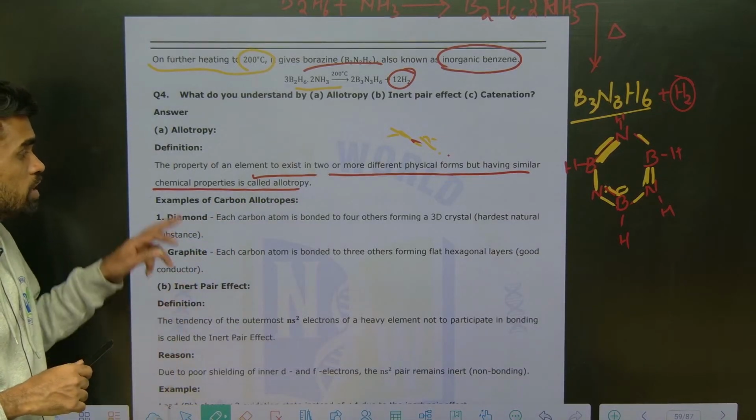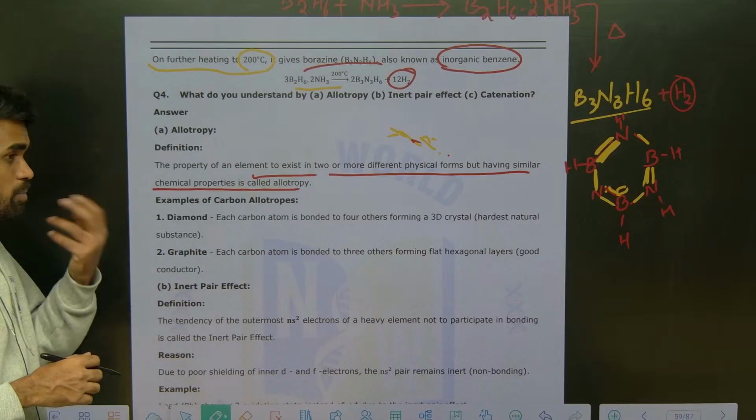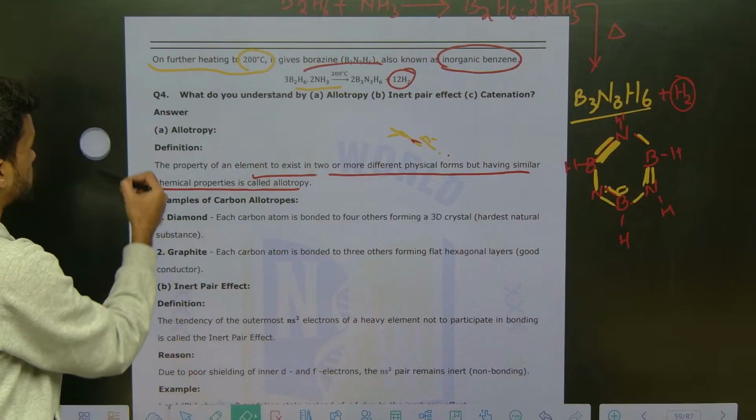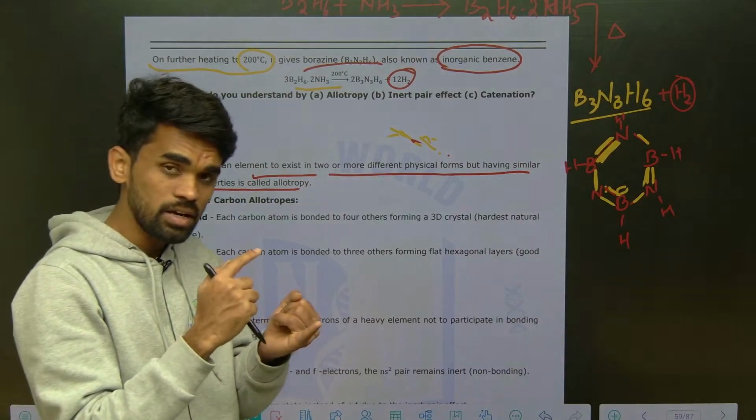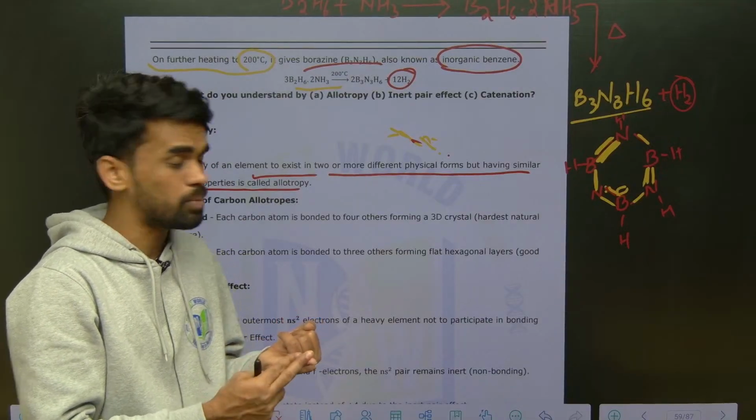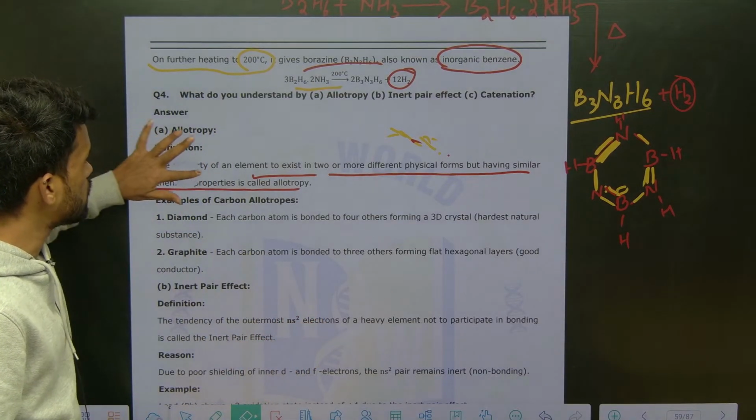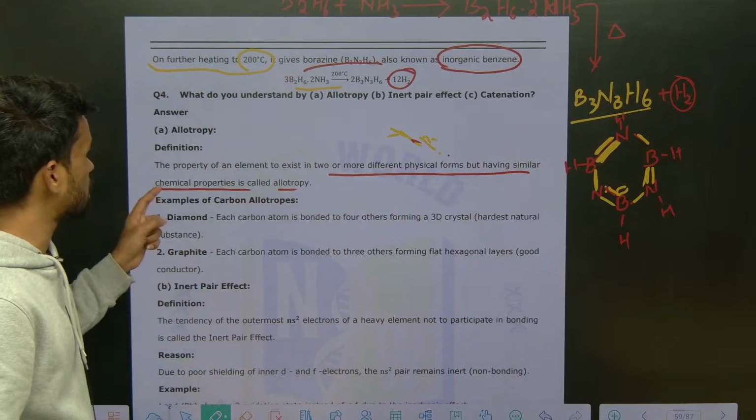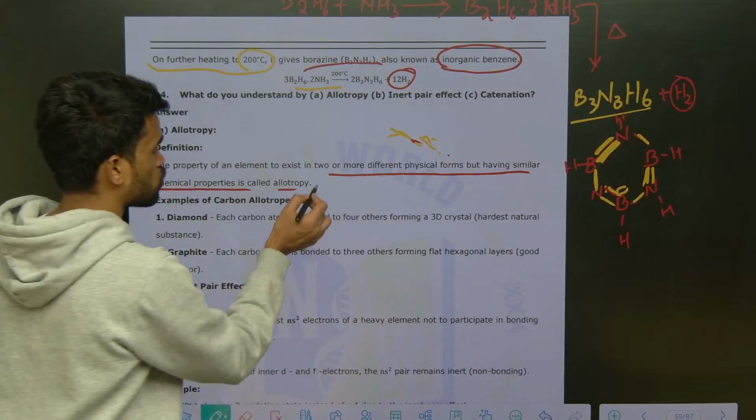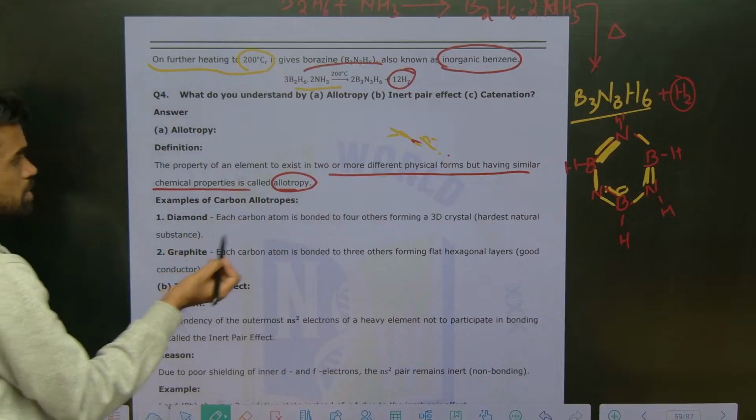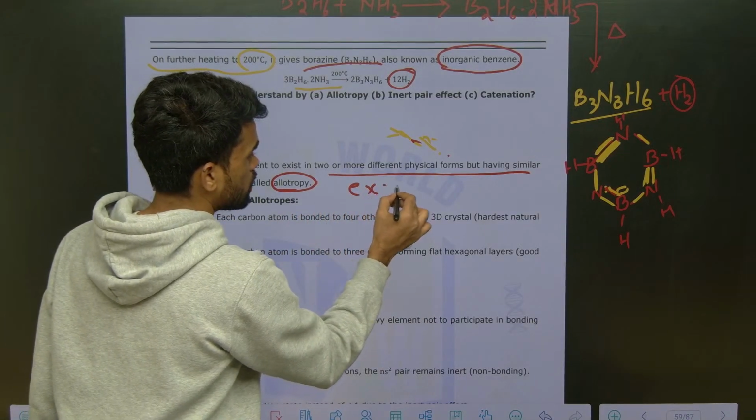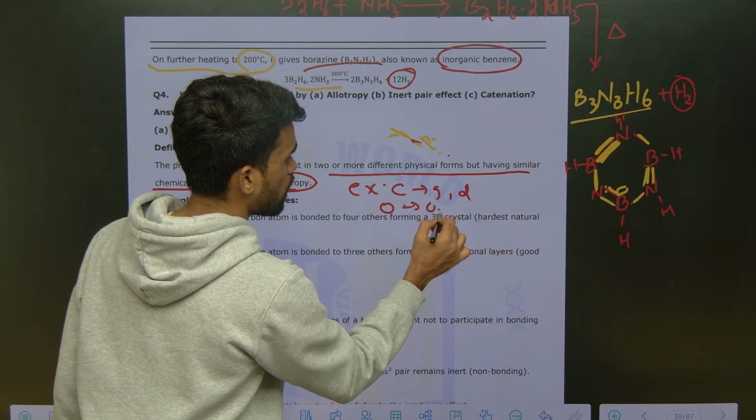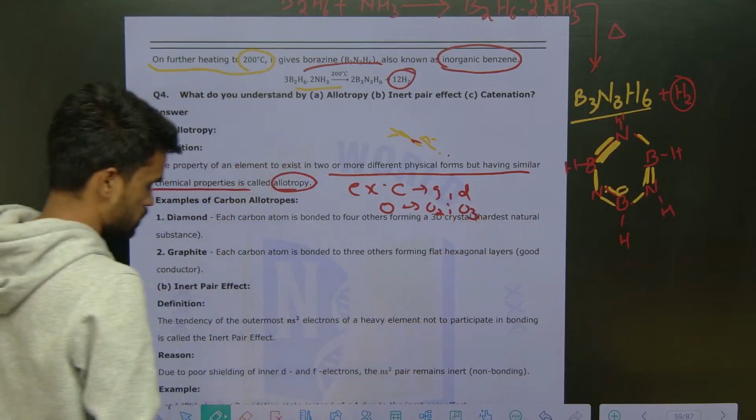So what do we mean by allotropy? Carbon exists in the graphite form and the diamond form. These are different allotropes of carbon. The property of an element to exist in 2 or more different physical forms but having similar chemical properties is called allotropy. Examples: for carbon, graphite and diamond, and for oxygen, the O2 form and the ozone O3 form. These are the 2 allotropes of oxygen.